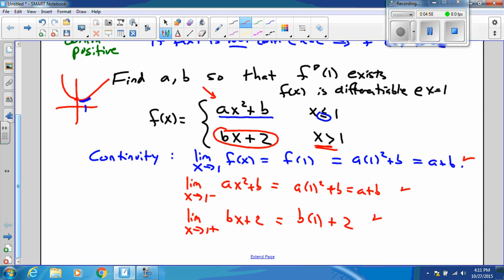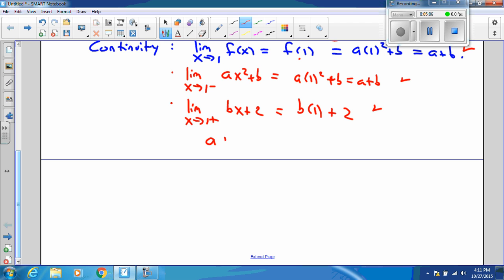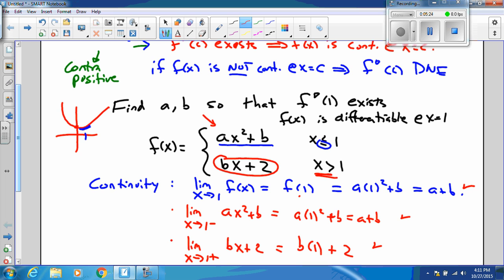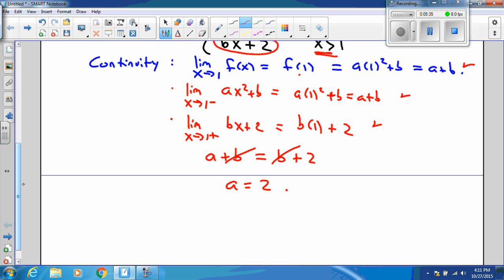And now here's what I require. I require that all three of these have to be equal to each other. The top one is the function value, and the bottom two are the two limits. And so when I set them equal to each other, lo and behold, something wonderful happens. A plus b has to equal b plus 2. And voila, I get a is equal to 2. As soon as I get a is equal to 2, that tells me something about my parabola right here. And I'm going to go back and replace so that I see that the top piece has to actually be 2x squared plus b in order for my function to be continuous.